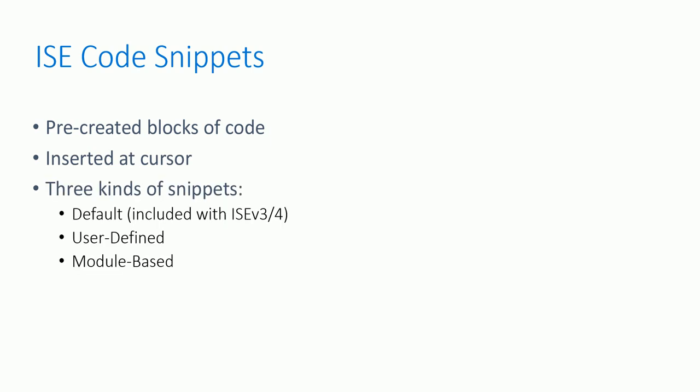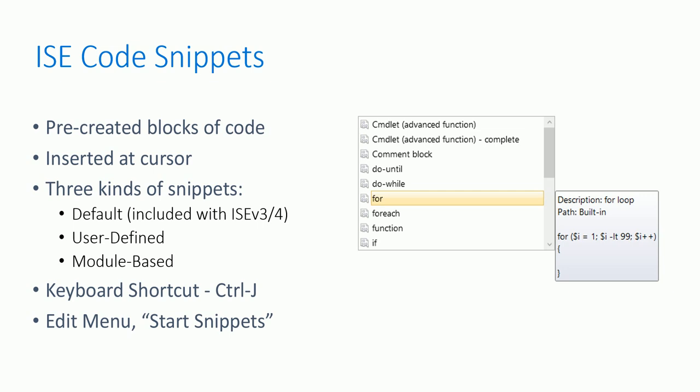Pre-created blocks of code are inserted at the cursor. Let me show you how it works here. Suppose you want to use the for command: you just type for, and you will get the command instruction, for example, the built-in way to use the for command. So for is bracket, start i equal to 1, i less than, say, 99, and i equal to plus plus, and then you can write it down here. This gives you the option with the example as well.